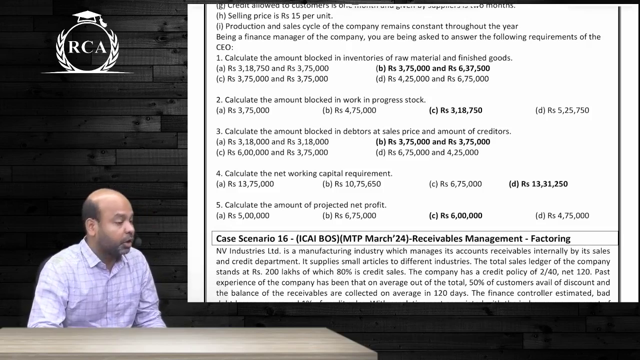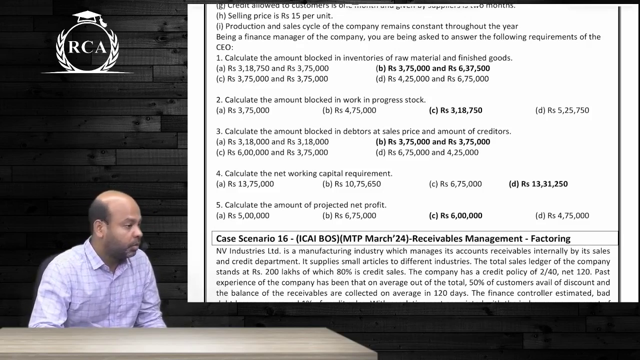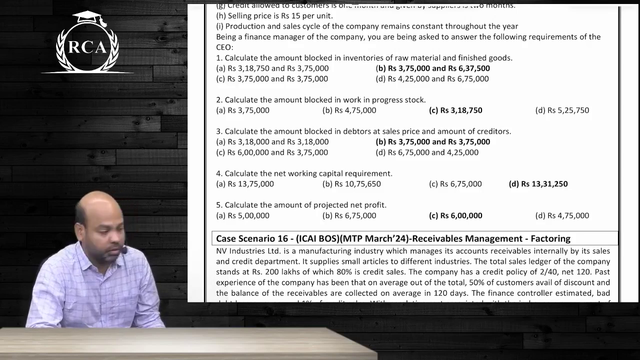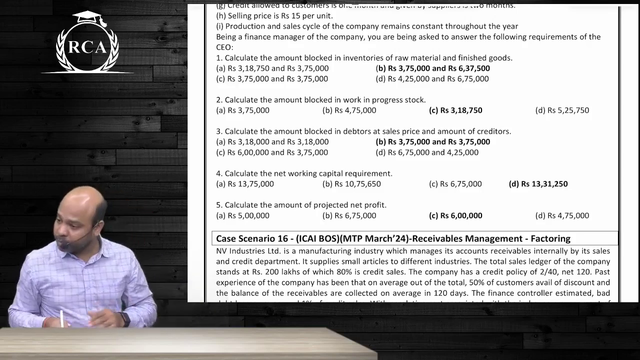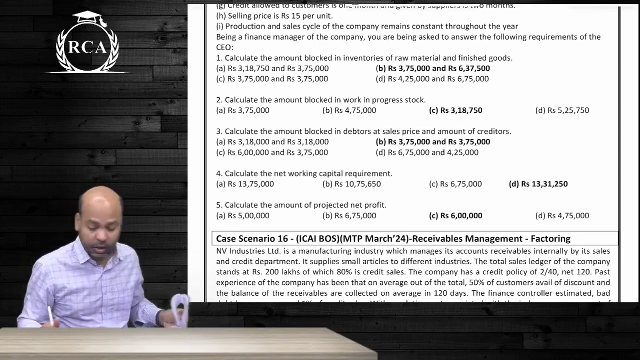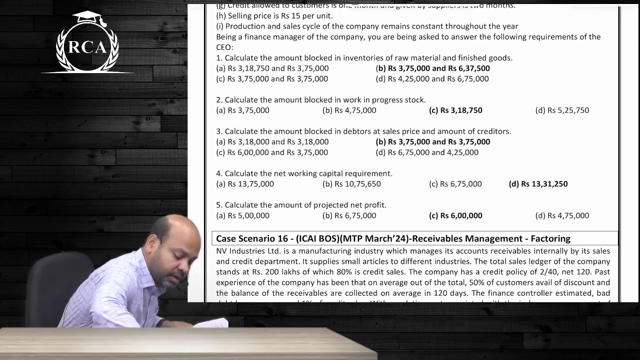Calculate the amount blocked in debtors at... Please underline that and mark it as important. Unless otherwise given, we do not follow the totality approach. Here the question is asking us to follow the totality approach. There's nothing that can be done. Are we clear about this?